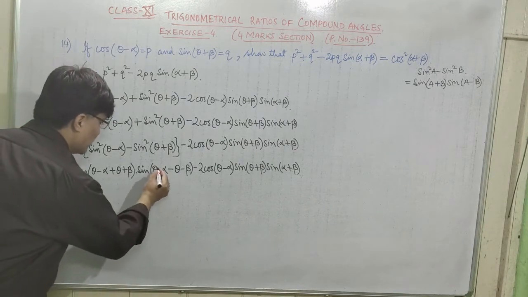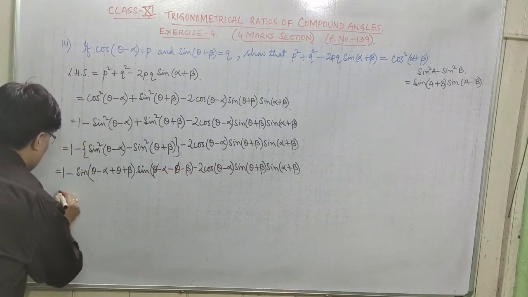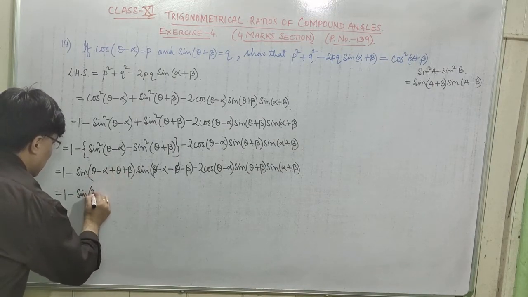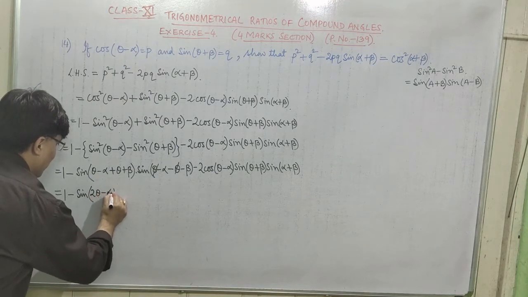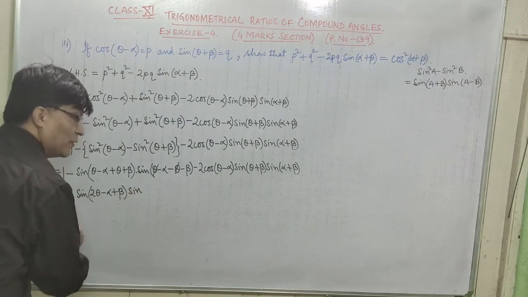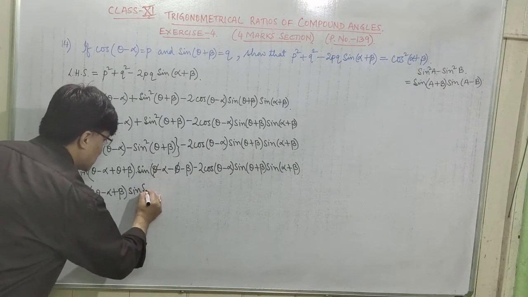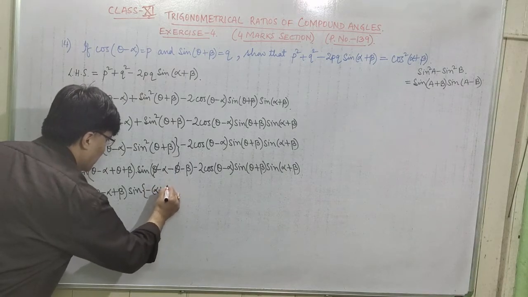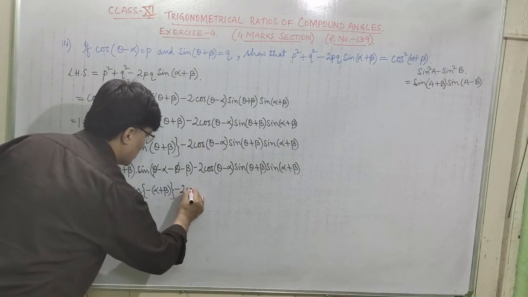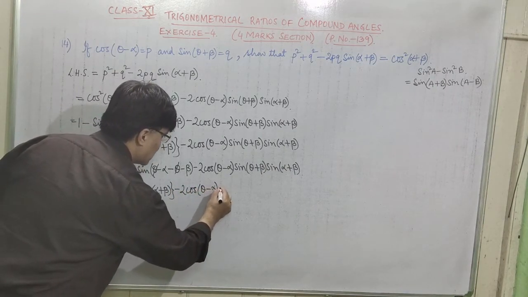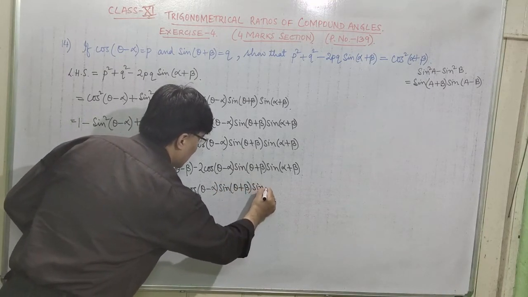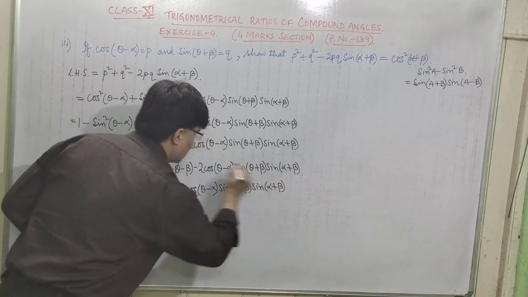Okay. So here you can cancel this theta. So which is equal to 1 minus sine of within bracket theta plus theta, 2 theta minus alpha plus beta. Okay. Then this is sine of within second bracket, minus is taken common, we have alpha plus beta, second bracket is closed. Then keep the last term as it is, minus 2 cos of theta minus alpha, sine of theta plus beta, sine of alpha plus beta.